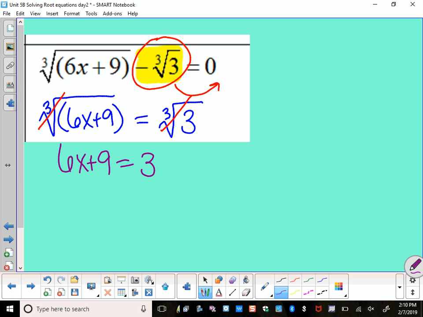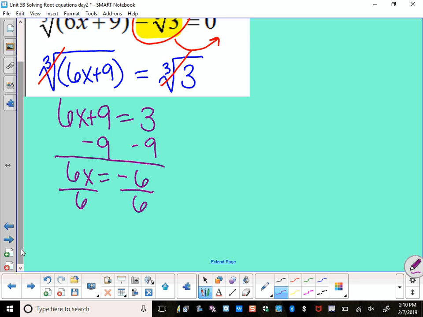1. Anyone else get 1? Yes, negative 1. You should get negative 1. All right, let's do 5 and 6.